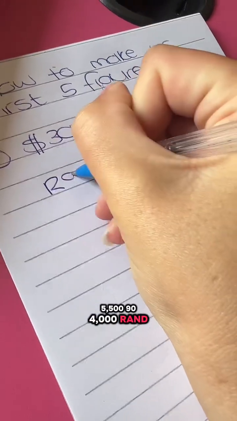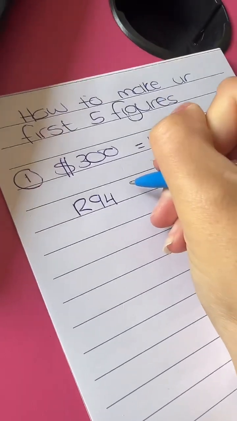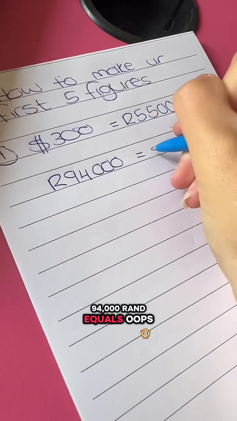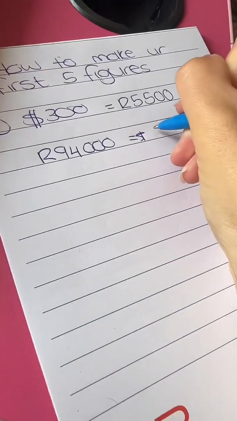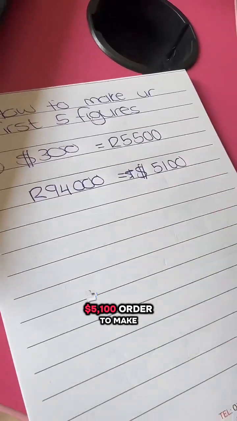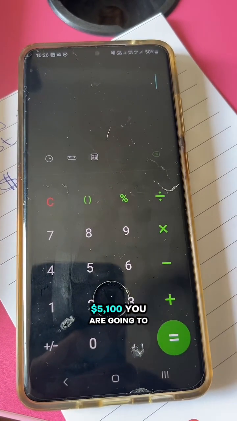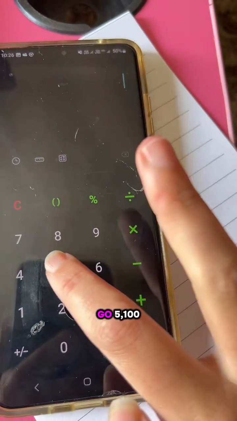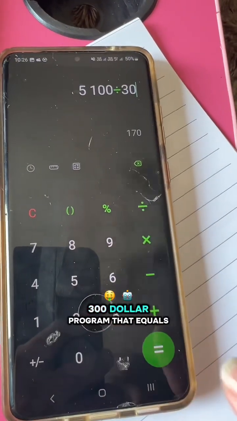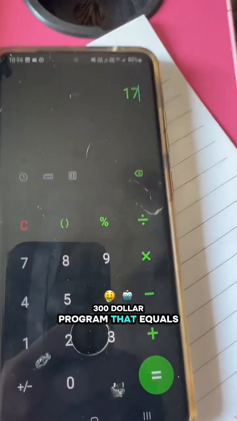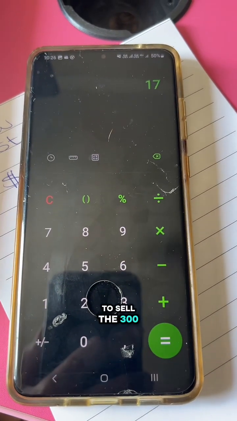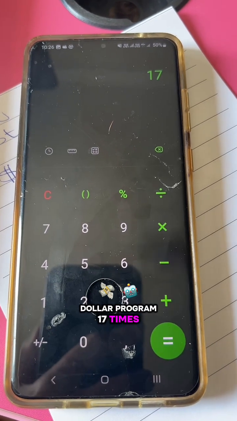94,000 Rand. Okay. 94,000 Rand equals $5,100. In order to make $5,100, you're going to go 5,100, divide that by your $300 program. That equals 17, meaning that you'll have to sell the $300 program 17 times.